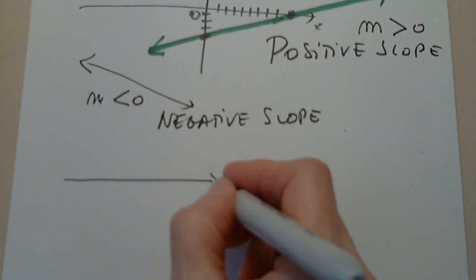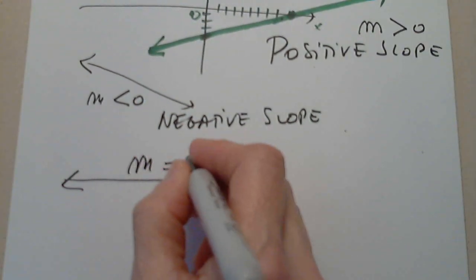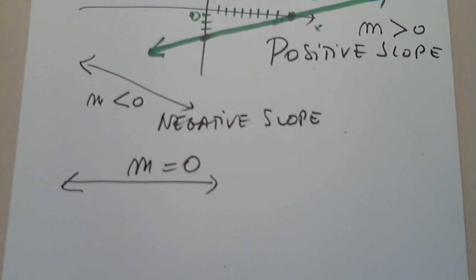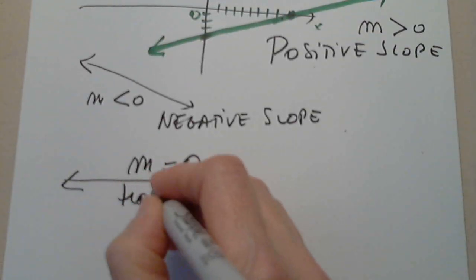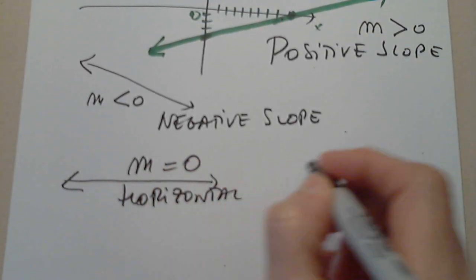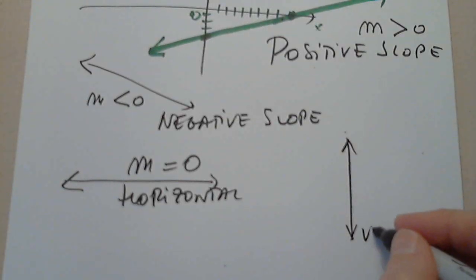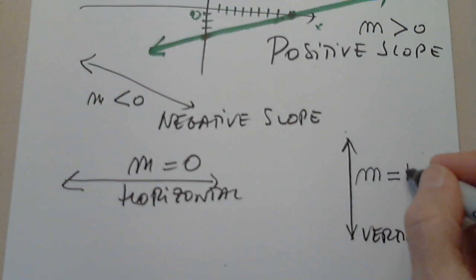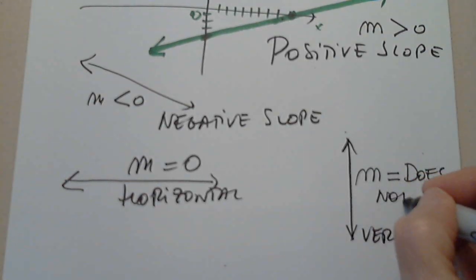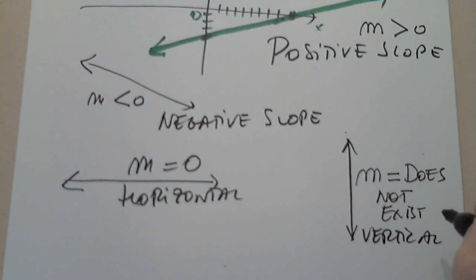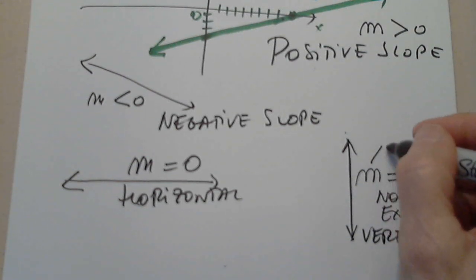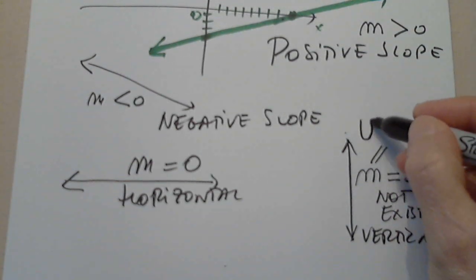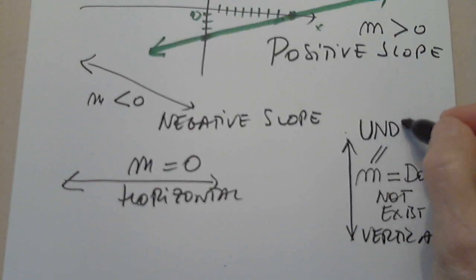Now what about a horizontal line? Nice and easy. Easy to walk on. Slope 0. Last one. So this is for horizontal. But for the vertical, the slope does not exist. Okay, do you remember what we say when the fraction does not exist? It's undefined. Undefined.